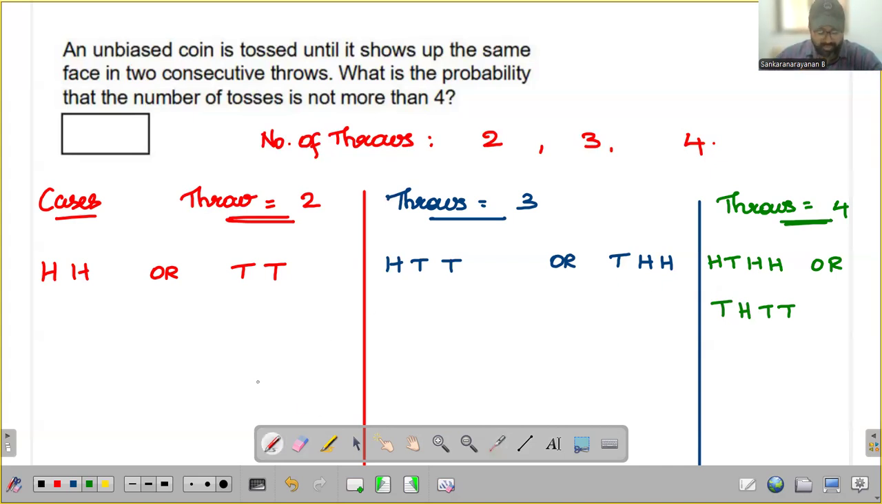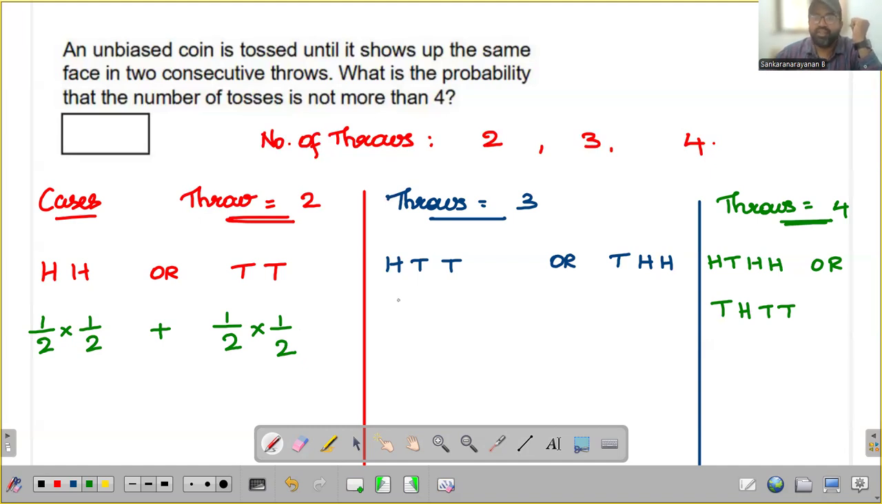So for that, you have to understand the total number of outcomes under consideration. Let us deal with the case where there are 2 throws. We can see that there are 2 instances, right? The first one being head, the probability is 1 by 2, here also 1 by 2. Or it being tail, it is 1 by 2, 1 by 2. It's an unbiased coin you are tossing. So this is what happens when you are making 2 throws.